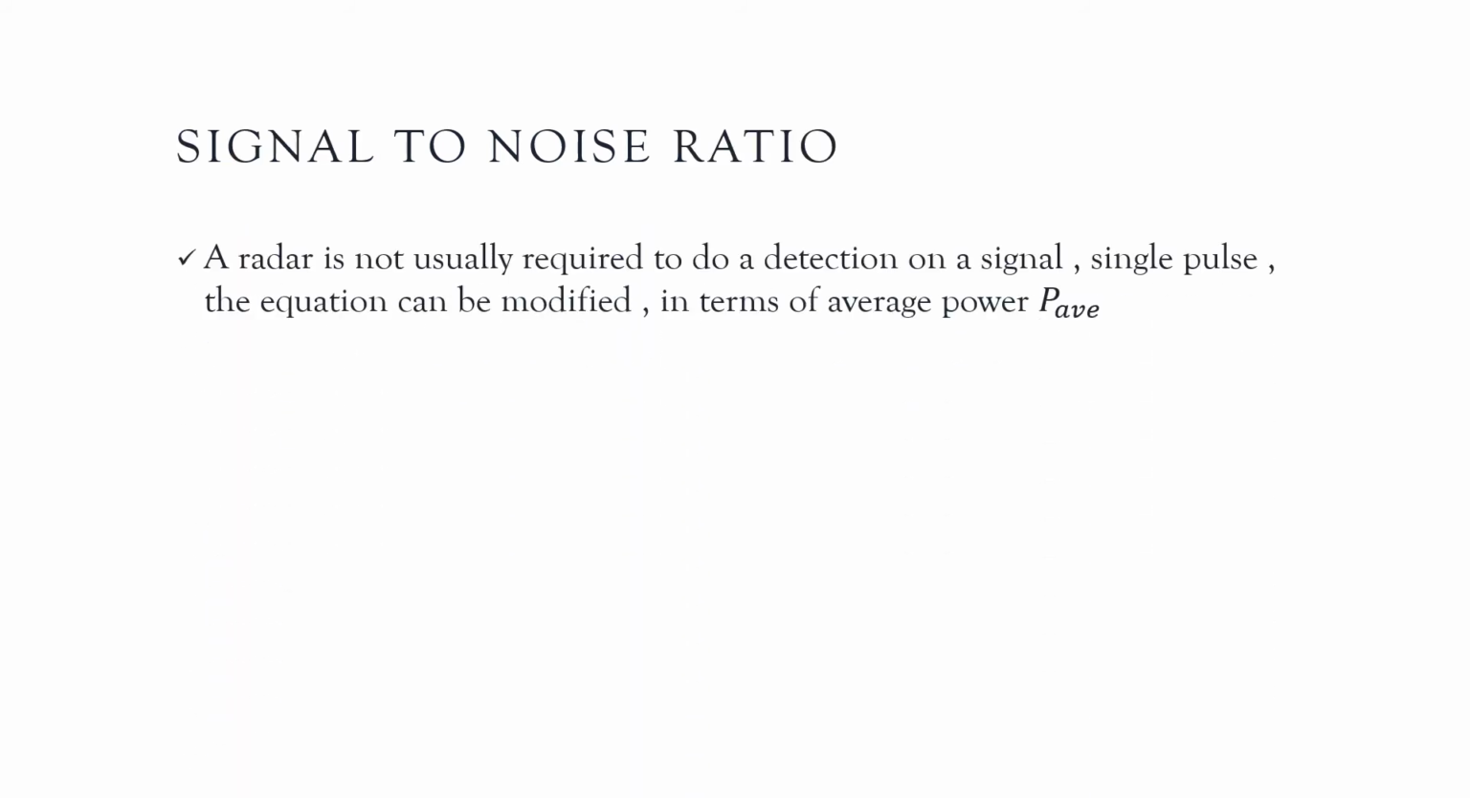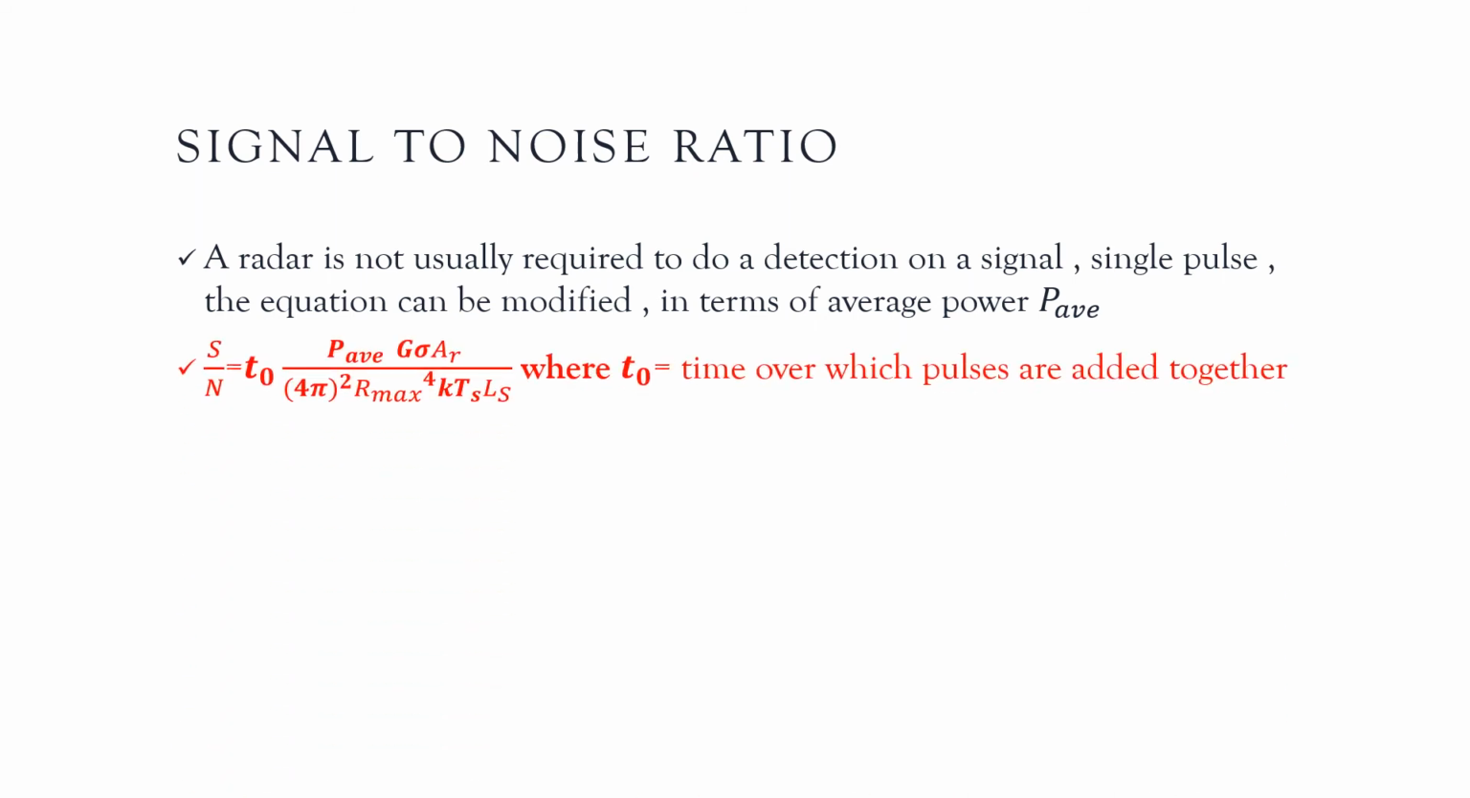Now, a radar is not usually required to do detection on a single pulse signal. The equation can be modified in terms of the average power. That means not only the formula for a single pulse, which is why we write P_av, the average power, in place of the pulse power. One another thing present in this equation is T_o, the time over which pulses are added together.